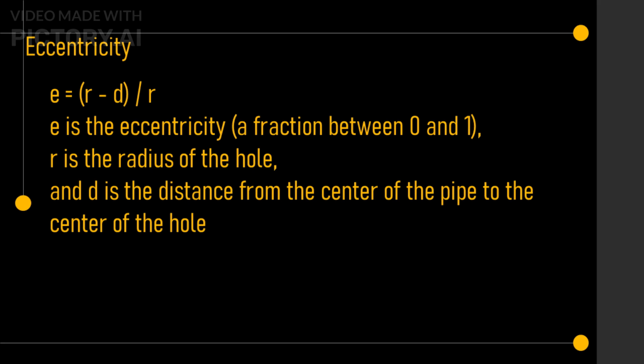To calculate the eccentricity of a pipe inside a hole, we can use the formula E equals D over R, where E is the eccentricity, a fraction between 0 and 1, R is the radius of the hole, and D is the distance from the center of the pipe to the center of the hole. The eccentricity can also be expressed as a percentage by multiplying E by 100.